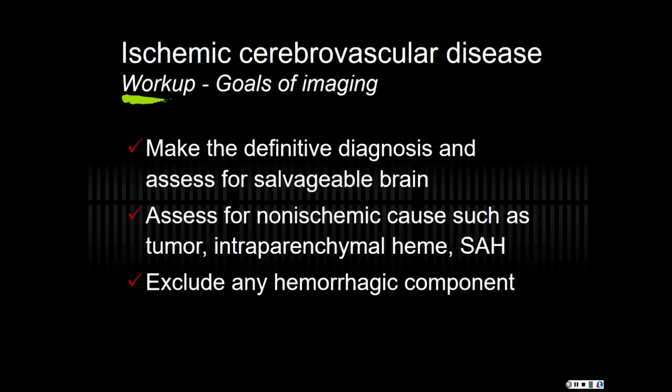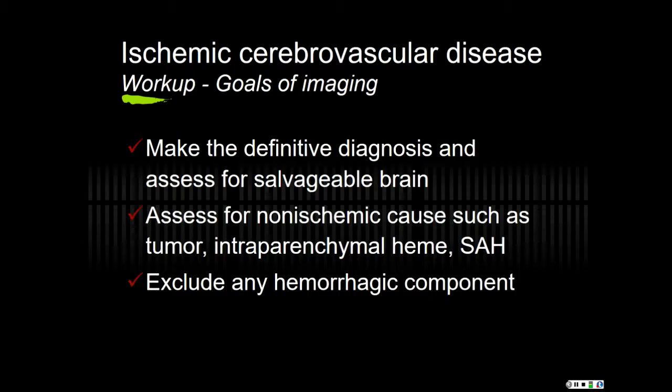In the ischemic cerebrovascular diseases, those diseases that cause stroke, our job is to make the definitive diagnosis, as well as assessing for brain that is salvageable. You can have a stroke, and you can still have parts of the brain that are recoverable. It is our job to determine whether or not there's a salvageable brain. If someone comes in and they are totally stroked out, why would you give somebody TPA if that brain is unrecoverable? You wouldn't.